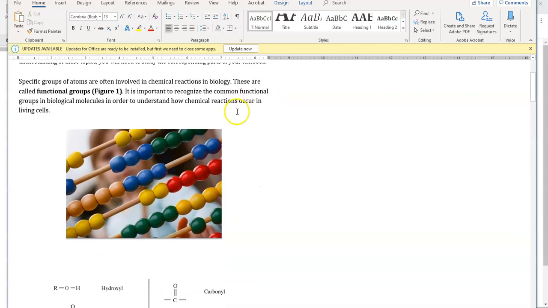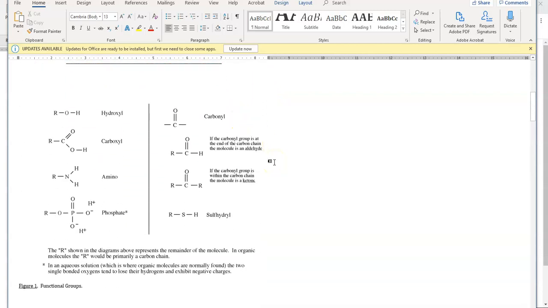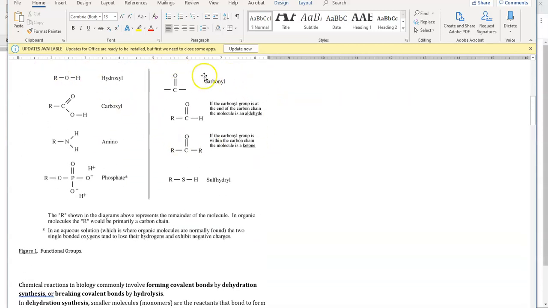And then just read through the lab. So the lab will talk about functional groups. Here's some functional groups here. A hydroxyl functional group is one that has an O and an H on the end of it. You'll need to know that. That's super important.